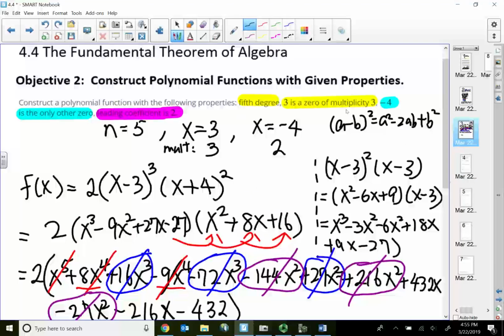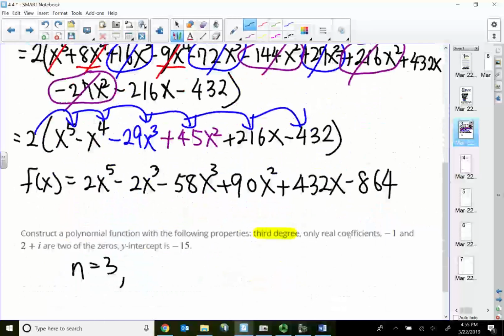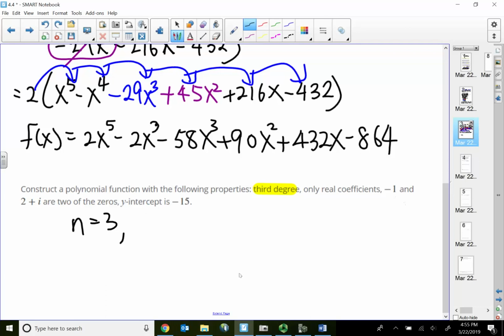This is a little bit different, right? The previous one doesn't say that wording, only real coefficient. So what that means is none of my coefficients were involving an i. Negative 1 and 2 plus i are 2 of the zeros. So x equals negative 1 and x equals 2 plus i.